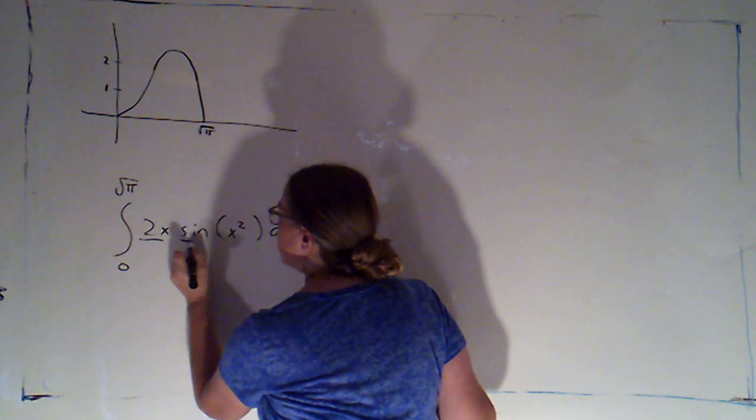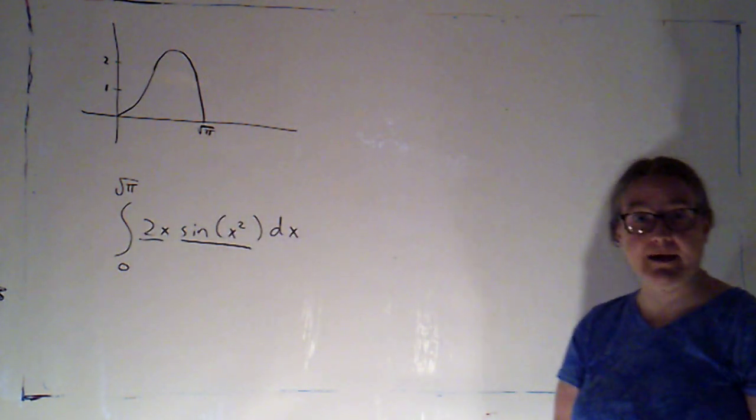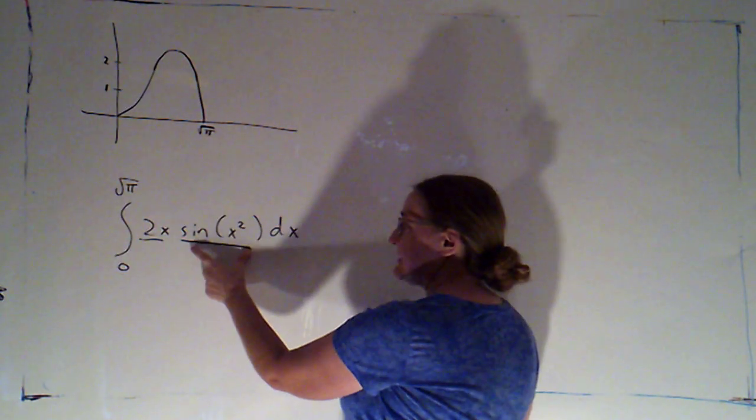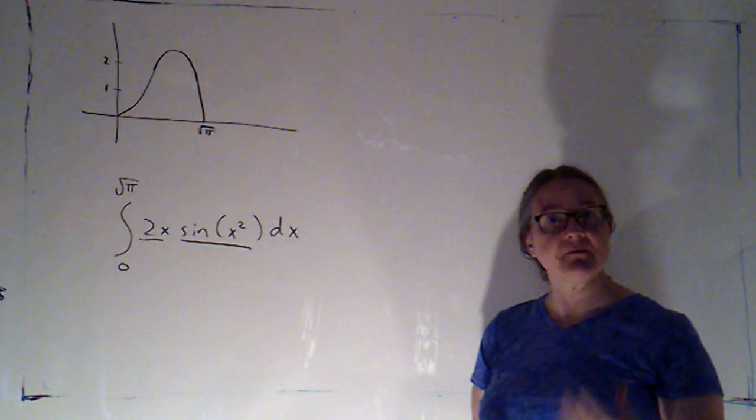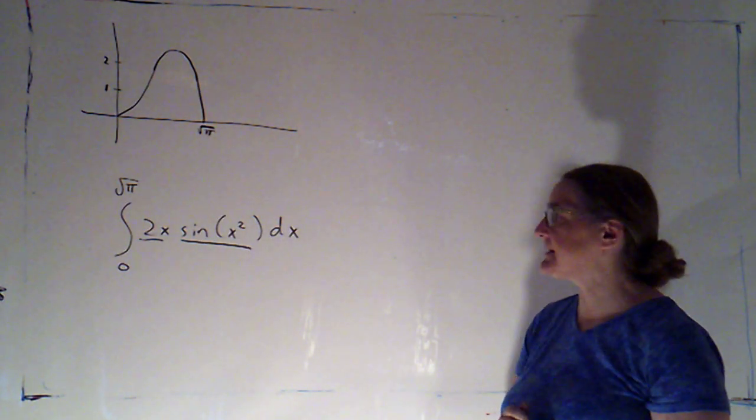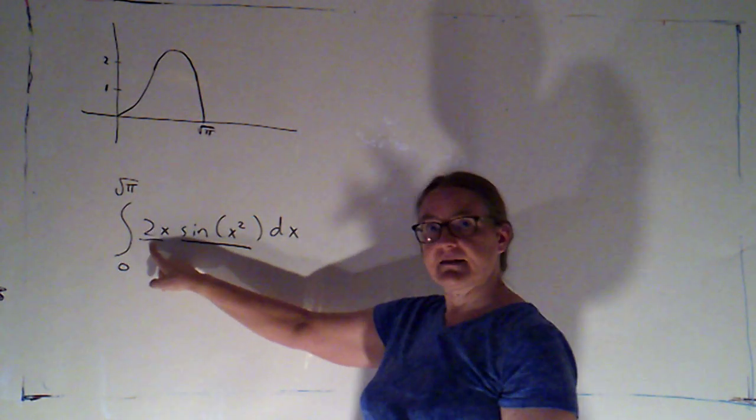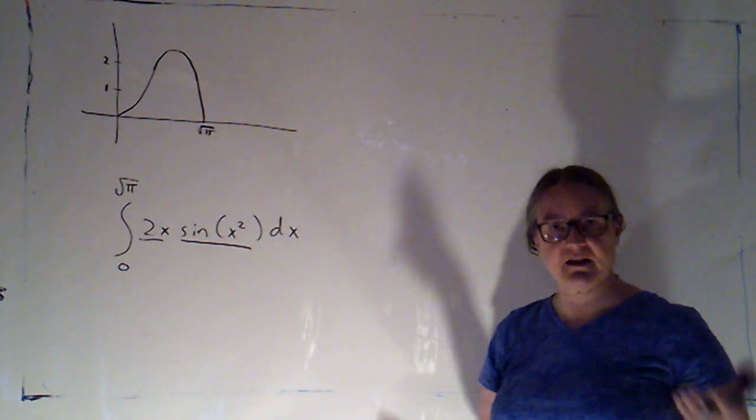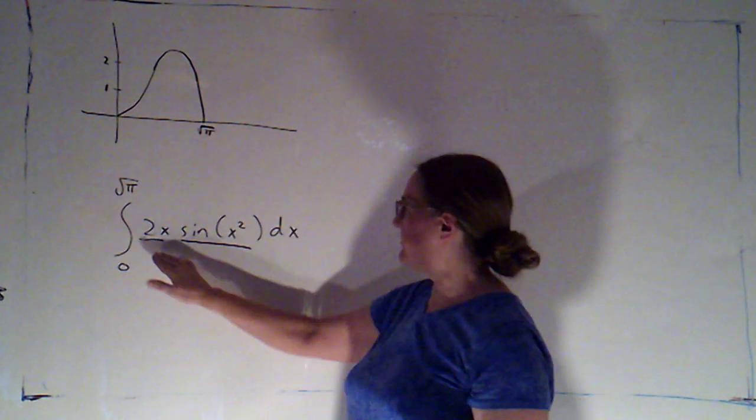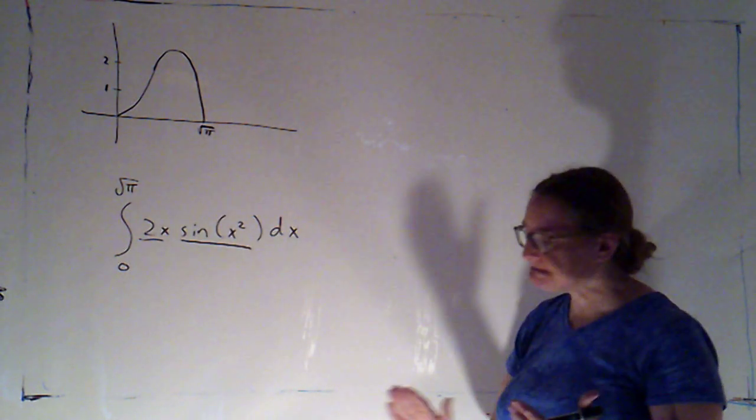But you'll notice that I've got, again, a product of two functions. I've got 2x being multiplied by sine of x squared. One of those pieces, sine of x squared, is a composition. I'm taking x squared and plugging it into the sine function. The other factor is the derivative of the inside part, because my inside part would be x squared. So the derivative of x squared is 2x.